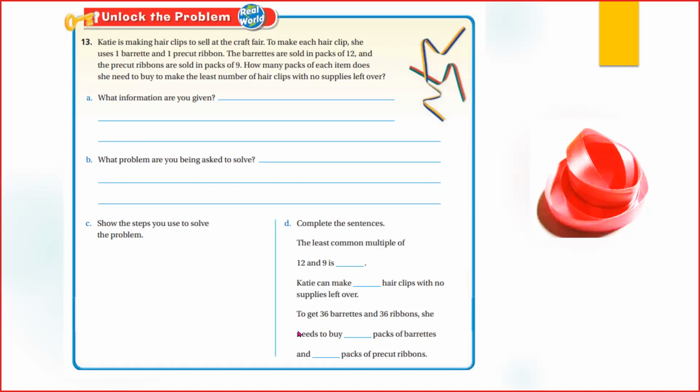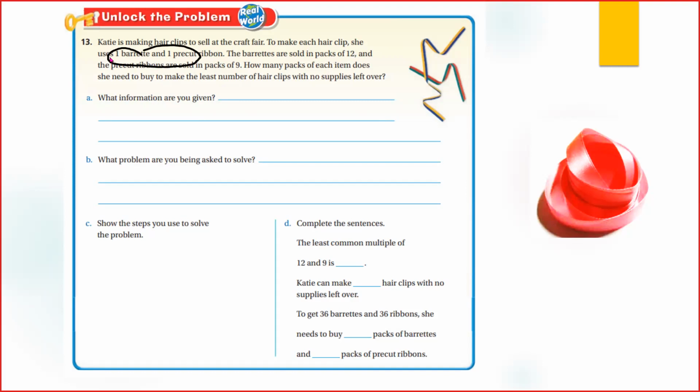Katy is making hair clips to sell at the craft fair. To make each hair clip, she uses 1 barrette and 1 pre-cut ribbon. So remember, she has to use 1 barrette with 1 ribbon. But when she goes to the store, she finds that the barrettes are sold in packs of 12, and the pre-cut ribbons are sold in packs of 9.